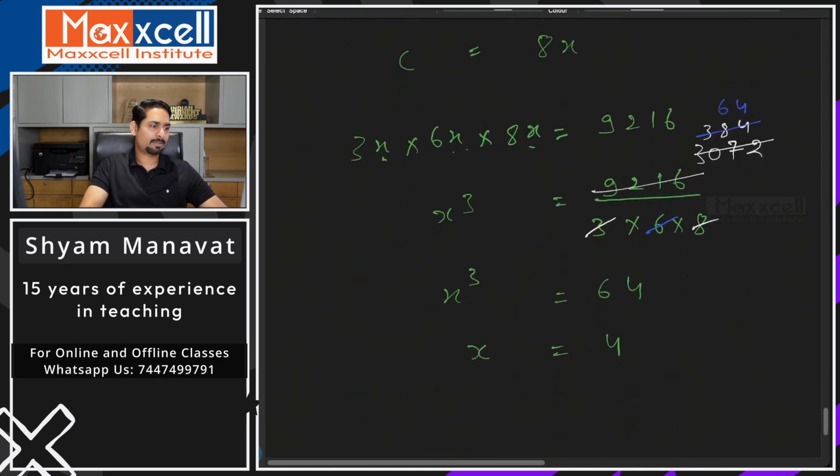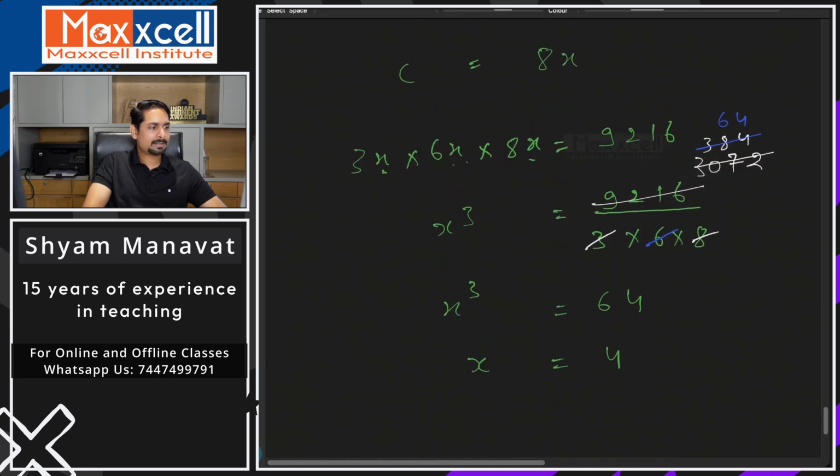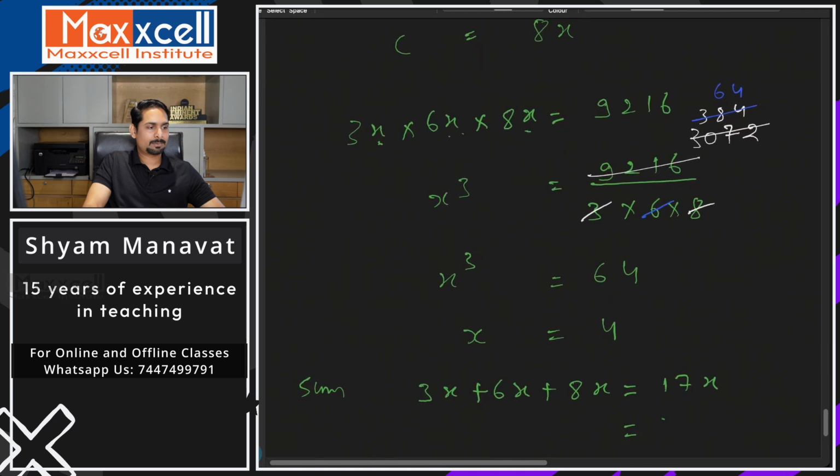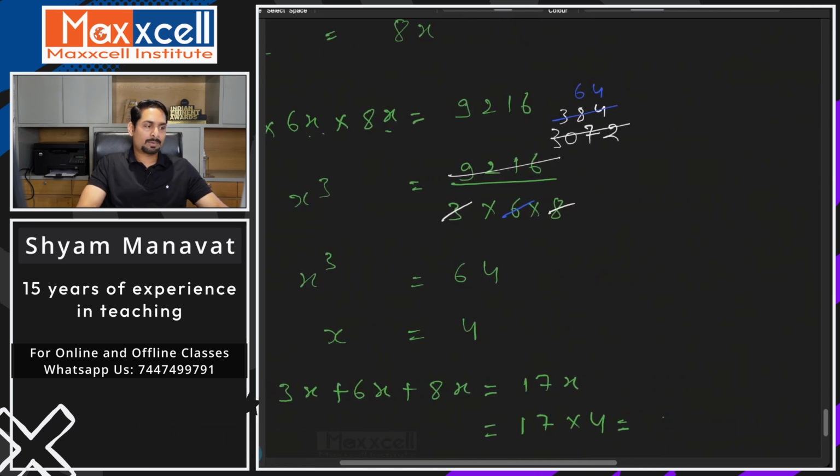Question said find the sum of all. All right. Sum will be 3x plus 6x plus 8x. That is equal to 9, 8, 17x. So the sum is what? 17 into 4. Correct. What is 17 fours are? 17 fours are 68. Yes, that's the answer.